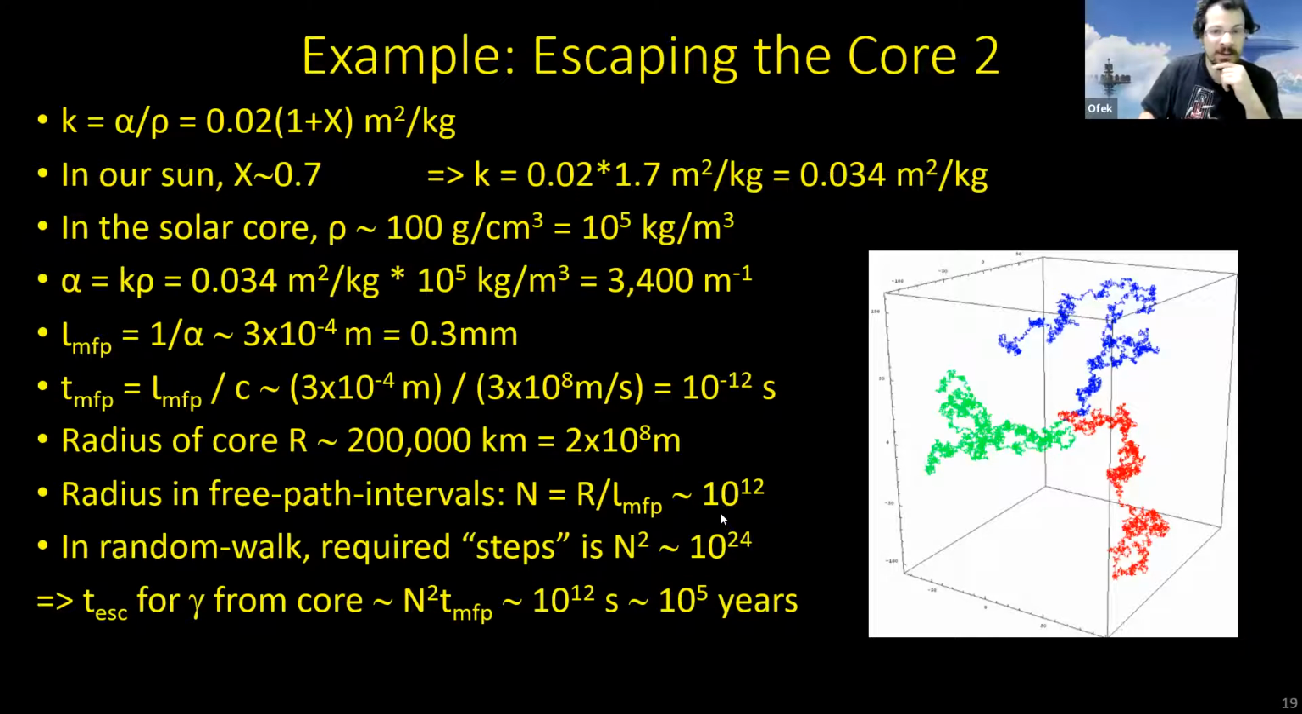So approximately, to do 10 to the 12 steps in the same direction to get away from the core, the photon would actually have to do on the order of 10 to the 24 steps in random directions until it can actually escape the core. And if each of these steps takes 10 to the minus 12 seconds, then the time it takes for a photon created in nuclear fusion in the core to actually escape the core is about 10 to the 12 seconds, 10 to the 24 times 10 to the minus 12, which is on the order of 100,000 or 1,000,000 years.